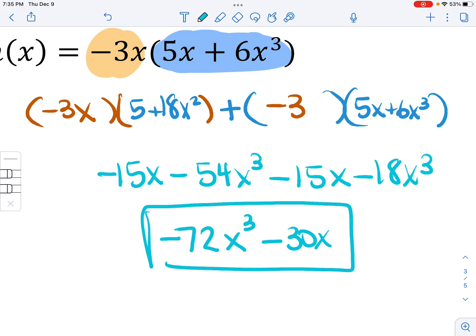So again, the key here is pick one of the two, keep one the same, do the derivative of the other one, and then do the exact opposite in the next setup. Then you can distribute, combine like terms, and get your answer.